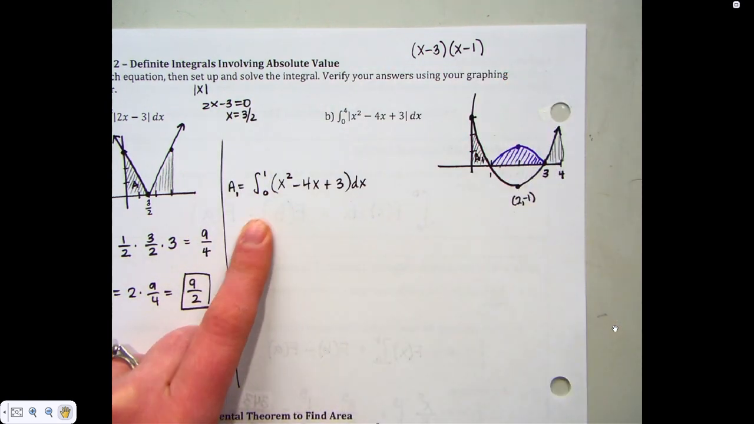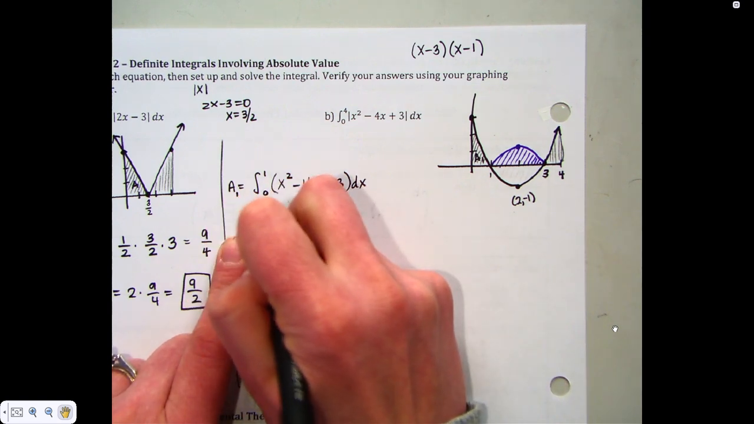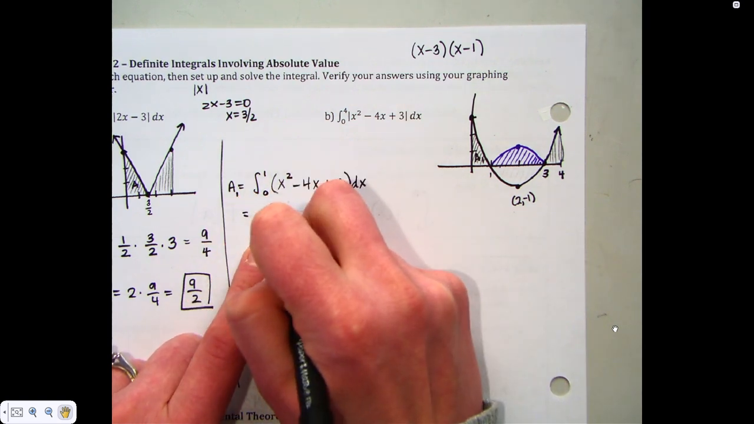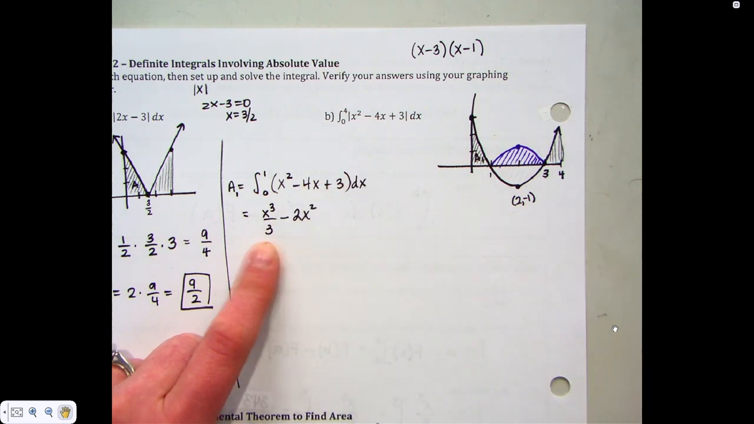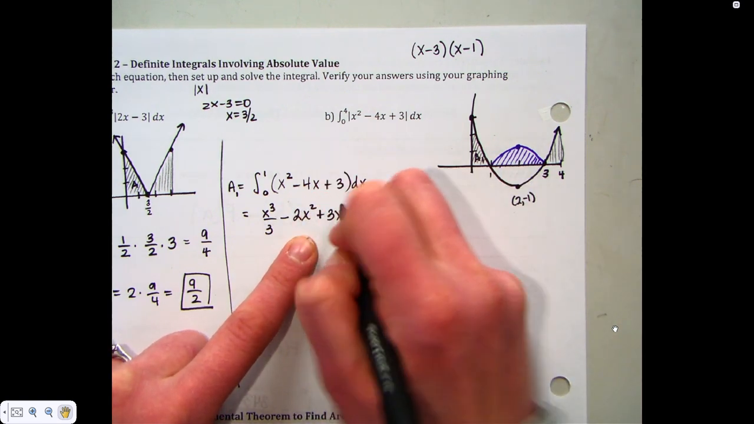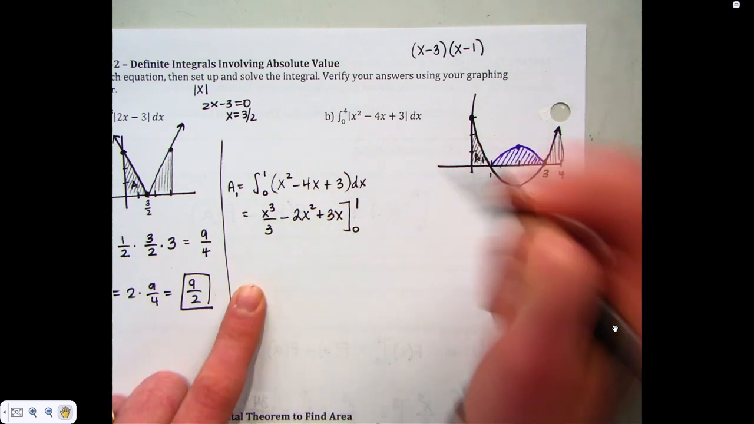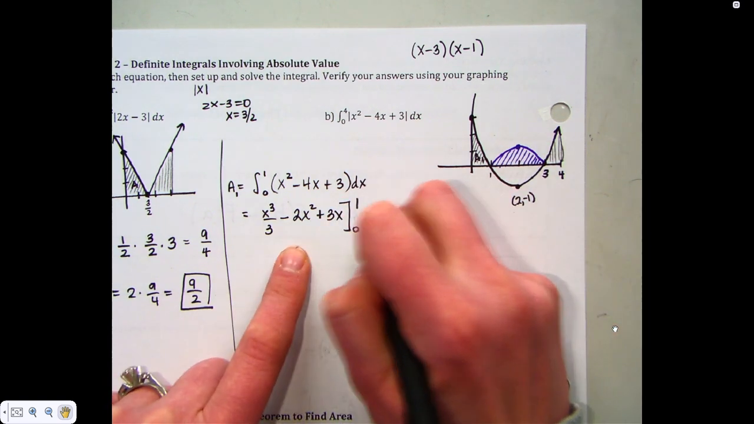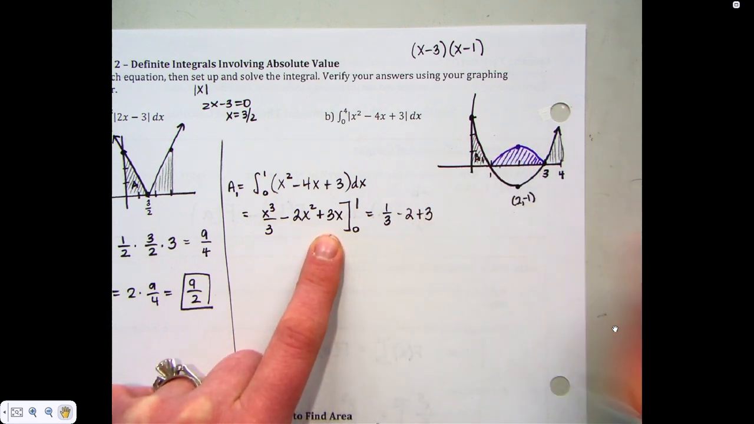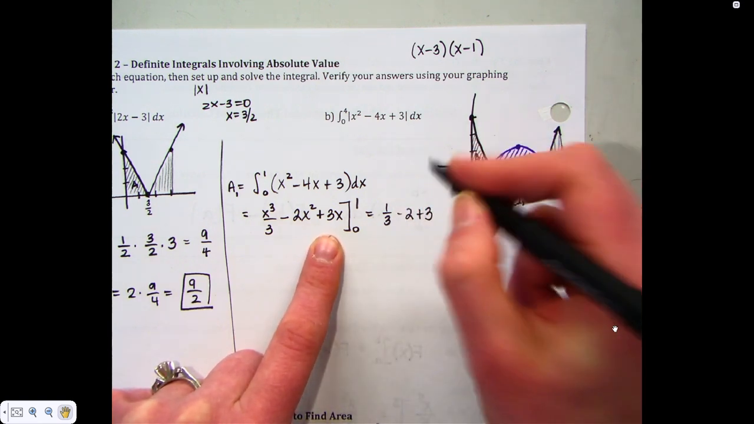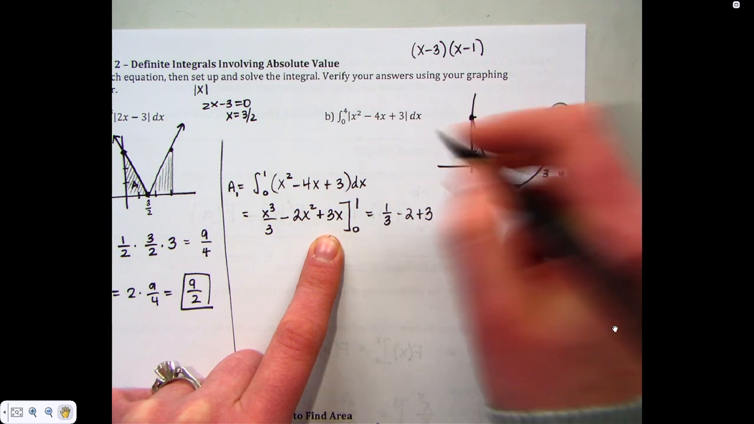And I can go ahead and compute that one out. This would be x cubed over 3 minus x squared over 2. So we'll have a 2 here with the 4, and plus 3 times x, evaluated at 0 and 1. This comes out to be a third, minus 2 plus 3. So 1 and a third is 4/3.